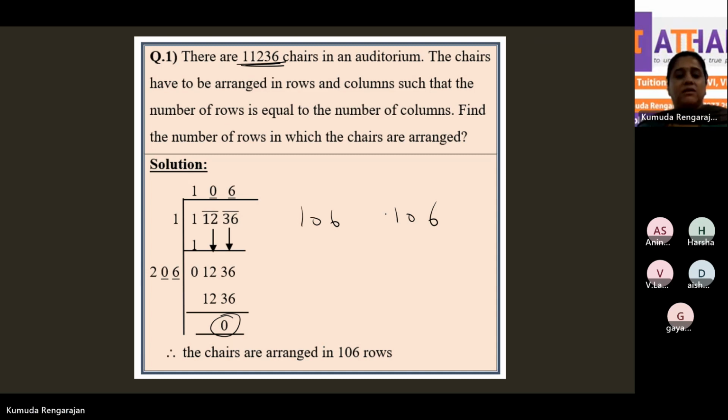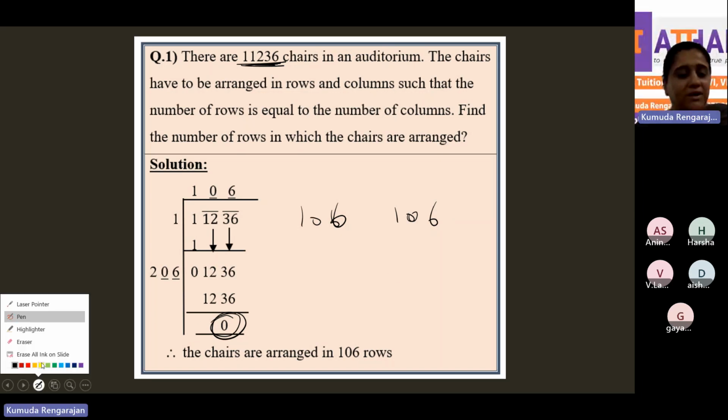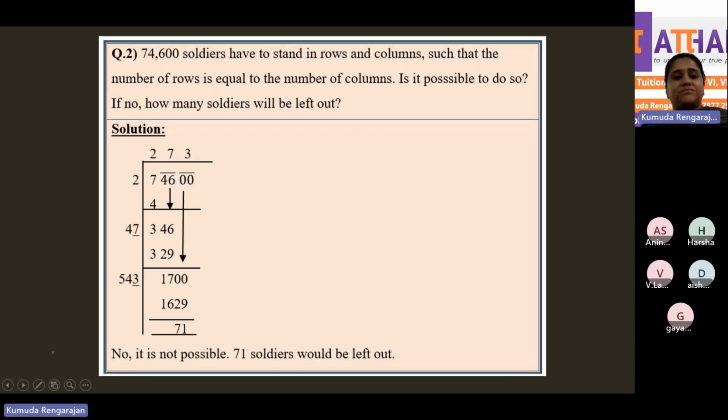Yeah. The remainder here is 0. So that means these chairs can be arranged in 106 rows and 106 columns, and no chair will be left out. All right. In the next question, I'll give you time to write. In this question, you have to use the long division method to find the square root. You should not use the prime factorization method. Prime factorization method will not help you to get the answer.